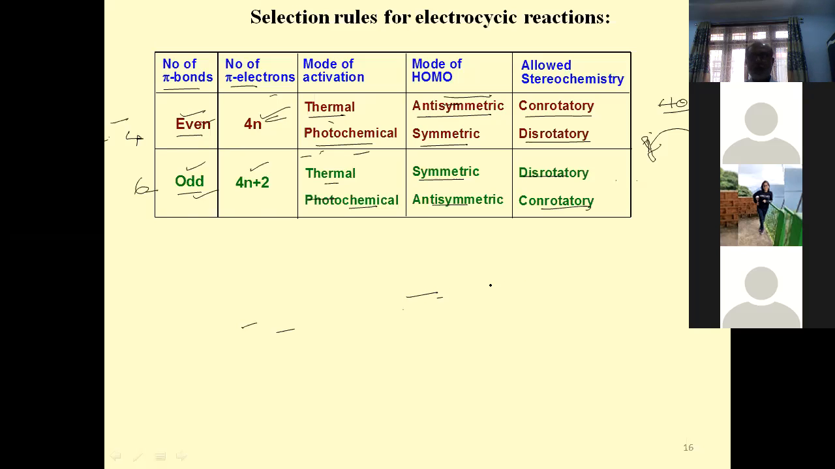Can you manage? Because if you don't manage when it is going to be conrotation and when it is going to be disrotation, you are not going to get your right answer. If con becomes dis, you get a different answer. But con and dis depends on what? Depends on whether the reaction is thermal or photochemical, and also whether the number of pi bonds is odd or even. So all these factors are there. So there are too many factors.